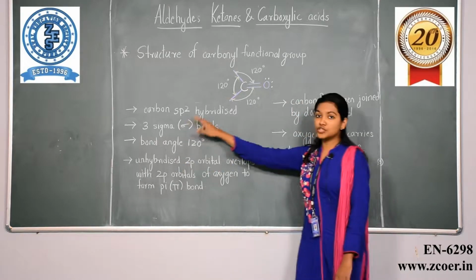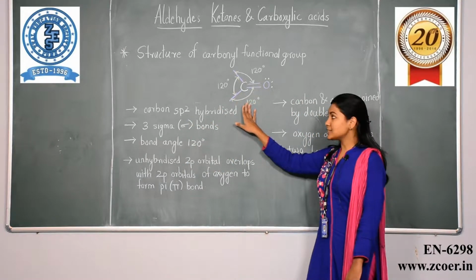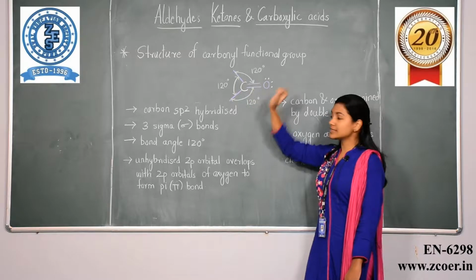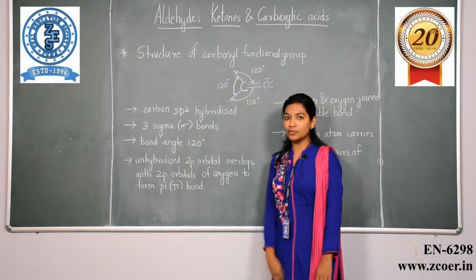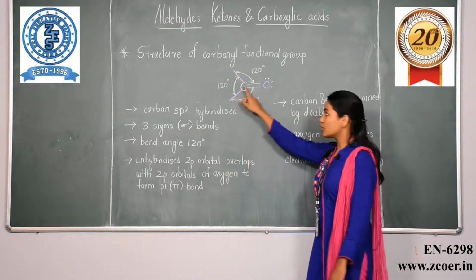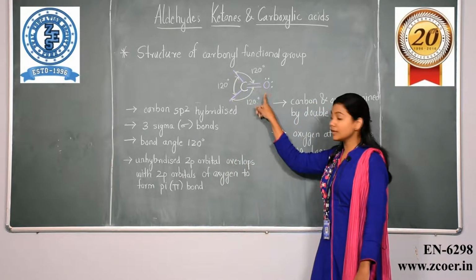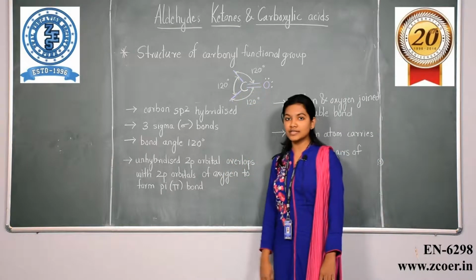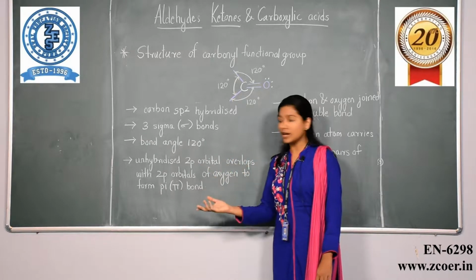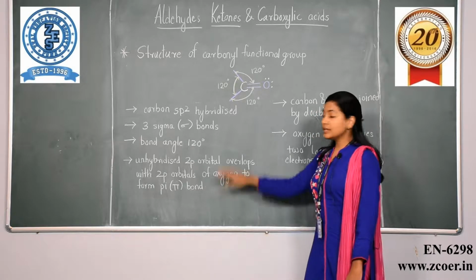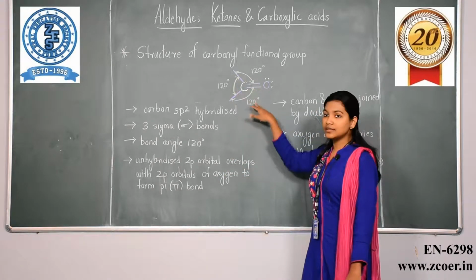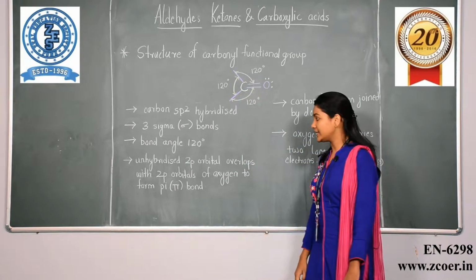Here the carbon which is present is sp2 hybridized in this carbonyl functional group. It forms 3 sigma bonds, one of which is formed with oxygen, whereas the remaining 2 bonds can be formed either with hydrogen or with carbon itself. The bond angle between these bonds is 120 degrees.